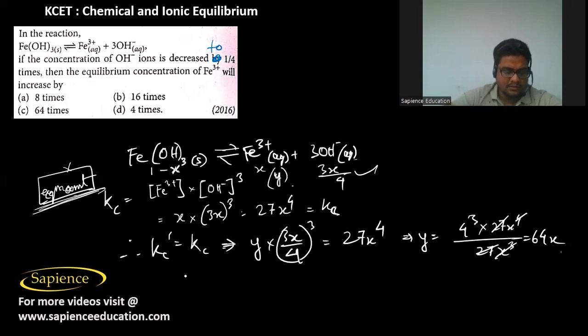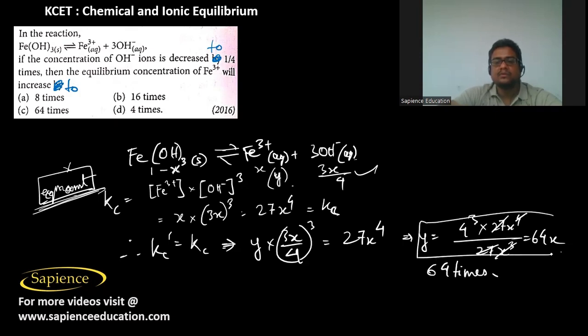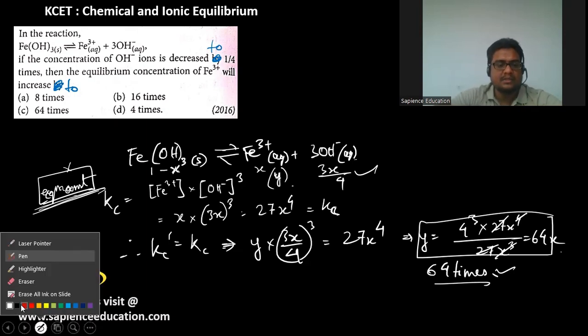Here it also should have been asked that the equilibrium concentration of Fe3+ will increase to, not increase by, it should be increased to. So it will increase to 64 times. Here as you can see, the concentration of Fe3+ is increased to 64 times, since y is equal to 64x. So option C is the correct answer.